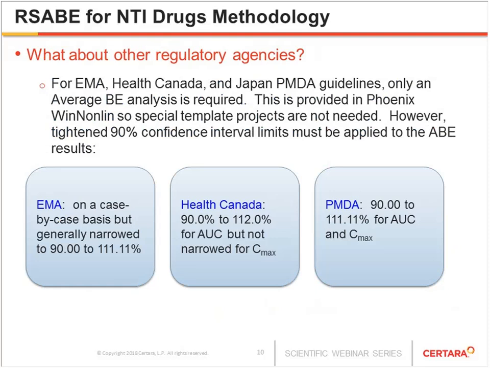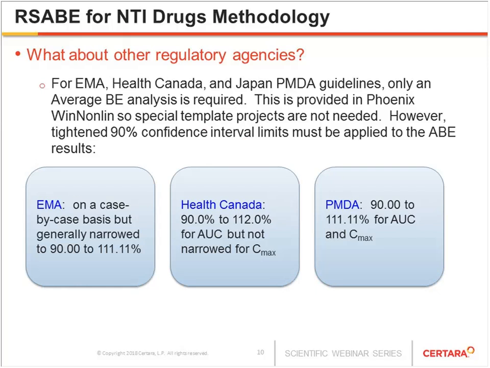What about some of the other regulatory agencies? For EMA, Health Canada, and Japan PMDA guidelines, only an average BE analysis is required. Average BE is already provided by default in Phoenix WinNonlin, so a special template project is not required. However, these agencies do have tightened 90% confidence interval limits, and these must be applied to the ABE results.